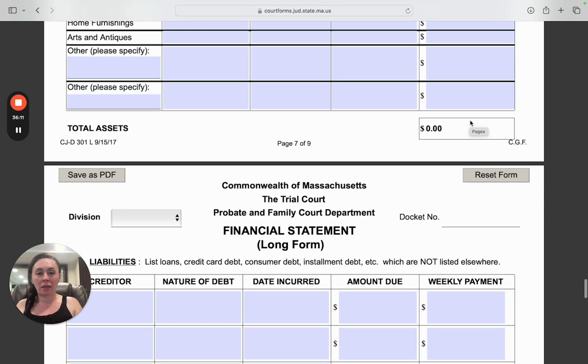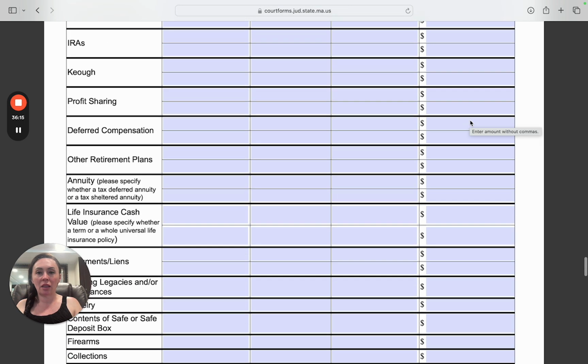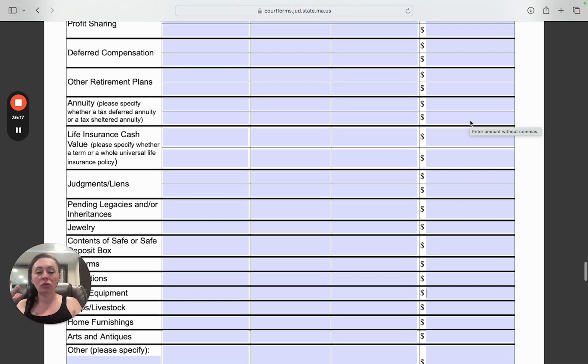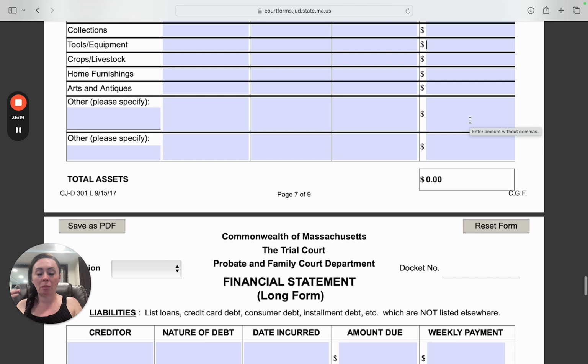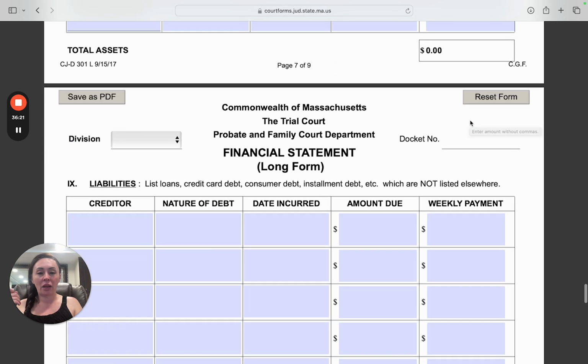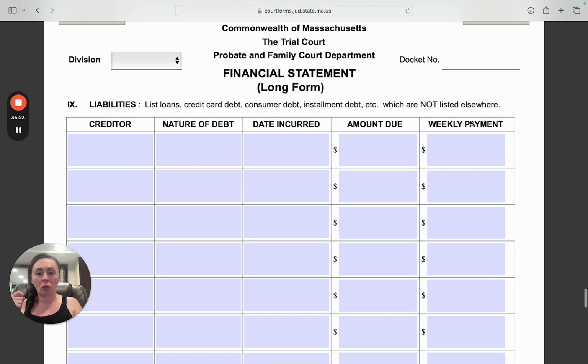Other, please specify, is a catch-all category for other assets that may not be listed. Again, these are really comprehensive, but if there is anything that there isn't a bucket for, you can go ahead and list it there.